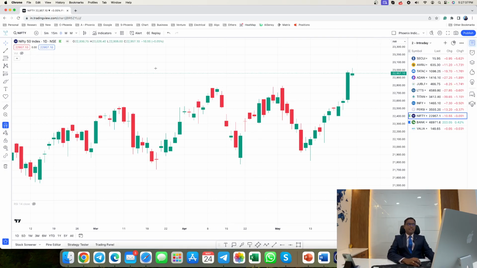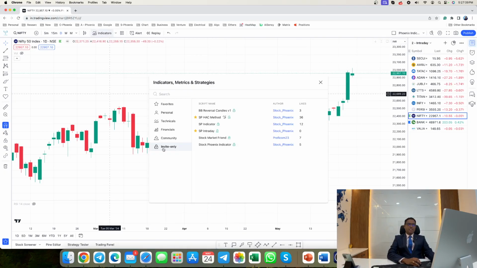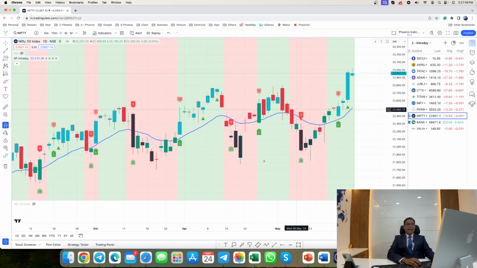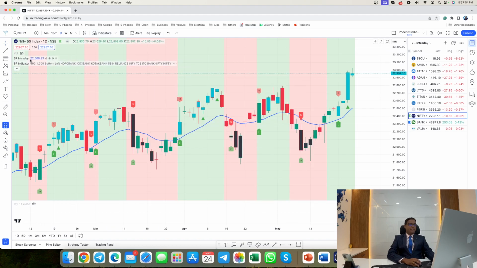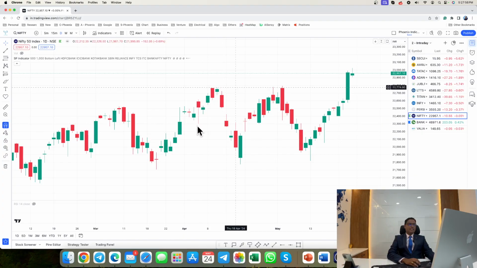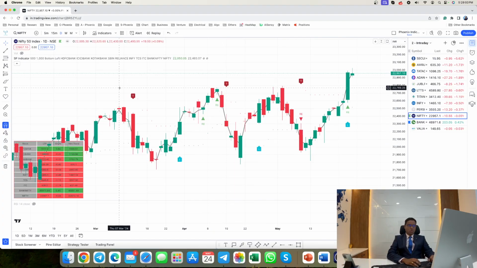Once you get the indicator, just go to the indicators section. You can find SP Intraday. Just click on that and the indicator will get automatically added into your system. Okay, it's not SP Intraday, it is SP Indicator. So once you add this indicator, it will come like this on your screen. It takes a few seconds to load. Once it is loaded, it comes like this.